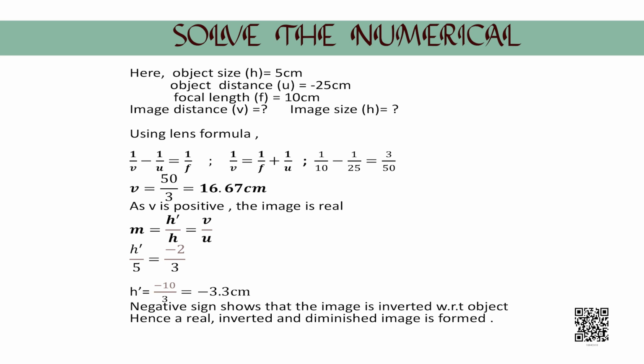Now, according to the magnification formula, m is equal to h dash upon h equal to v upon u. Substituting the values of h, v and u, we will have h dash upon 5 equal to minus 2 by 3. The size of the image can be calculated as h dash equal to minus 10 by 3 equal to minus 3.3 centimeters. Negative sign shows that the image is inverted with respect to the object. Hence, a real, inverted and diminished image is formed.